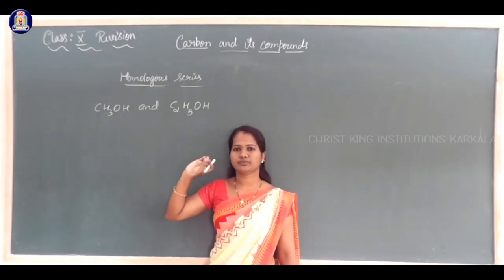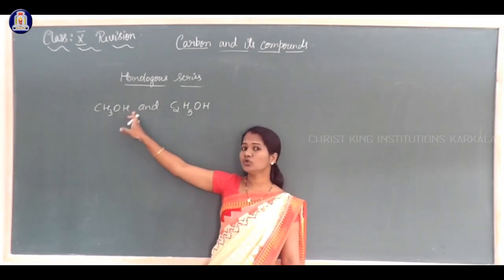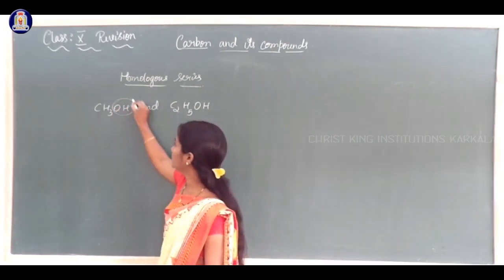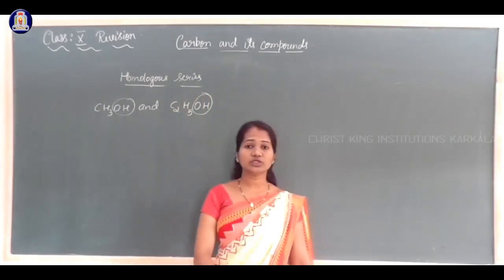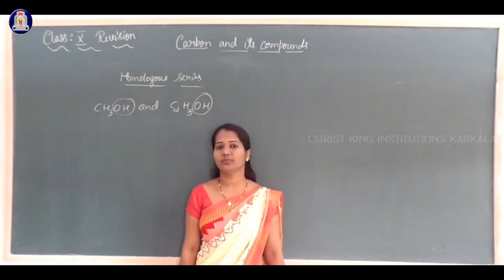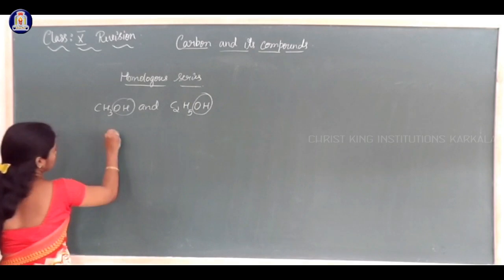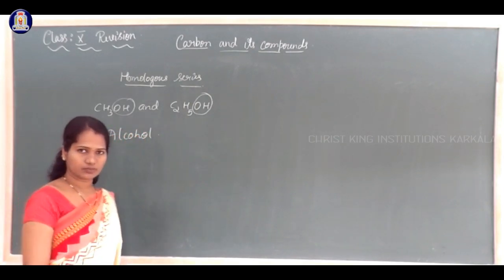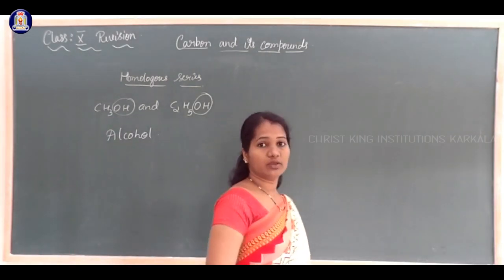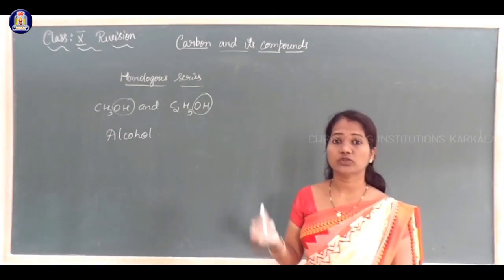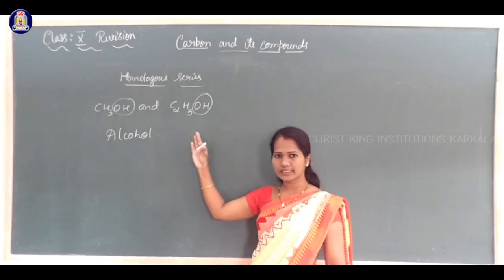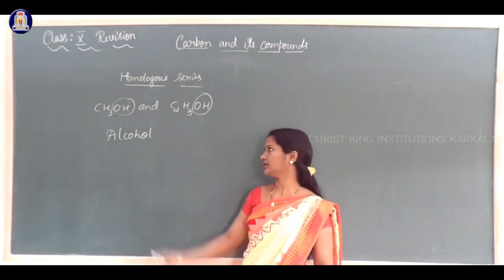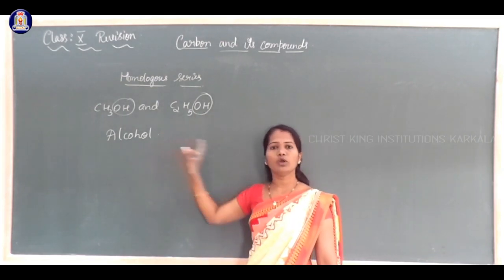So the first question: what is the functional group in these compounds? You can see here OH, OH. If the functional group is OH, what is the name? The name is alcohol. So the functional group is alcohol. This is the alcoholic group. That is the functional group. Now, the second question: whether these compounds form homologous series, justify your answer. So if you say yes, these compounds show homologous series.